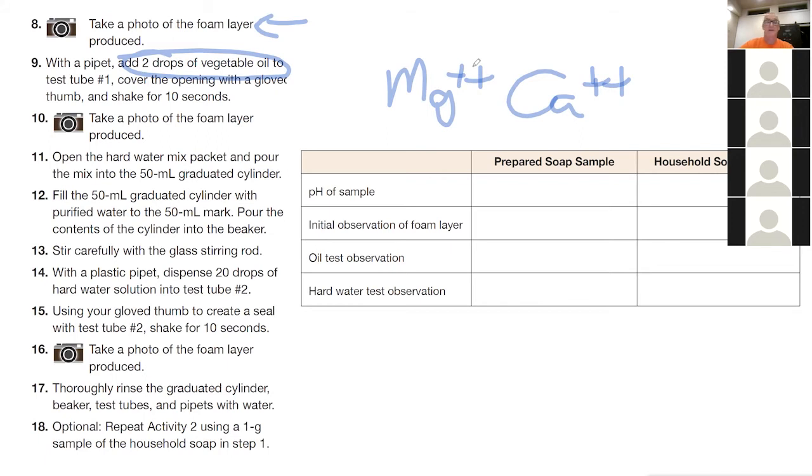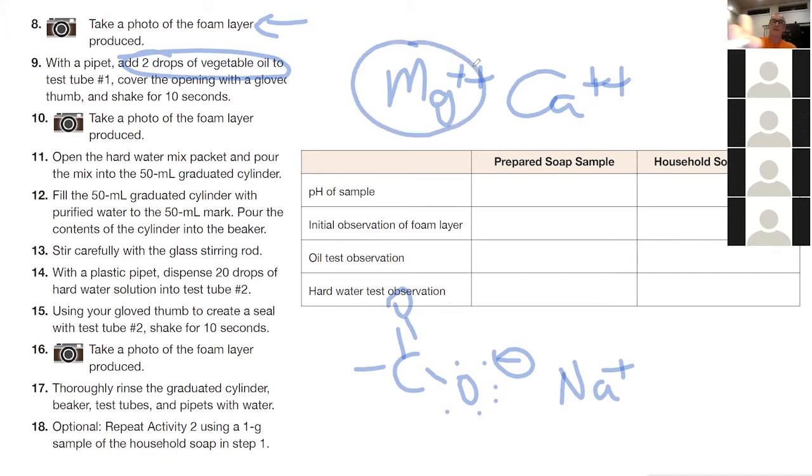Because before, these have been in the presence of sodium. Then we're going to add magnesium and calcium. That causes what's called hard water. What happens with hard water?